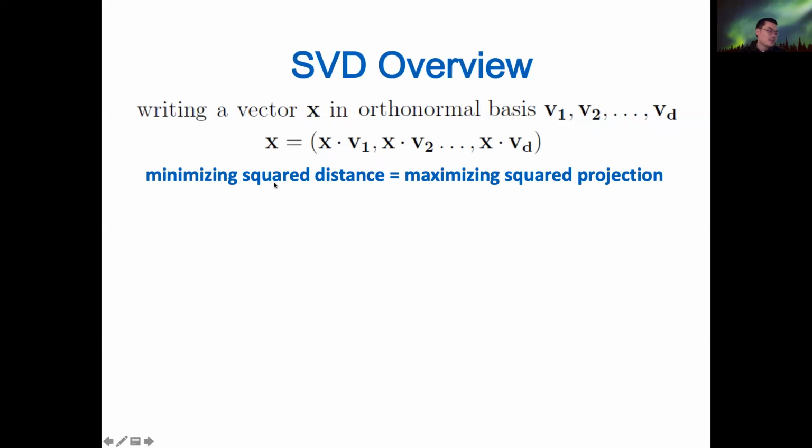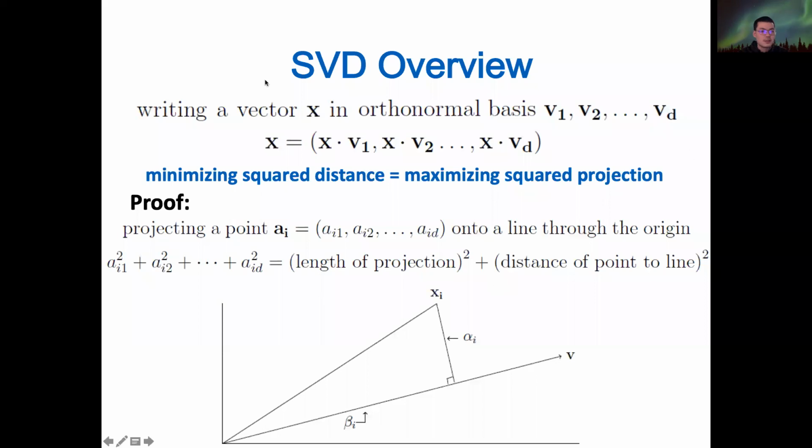Our goal, these two goals are equivalent. We want to minimize the squared distance from x to this d-dimensional space, because maybe x has more than d dimensions, but the other dimensions are introduced by noise. It's equivalent to maximizing the so-called squared projection. Let's take a look at the example. Let's say x_i is one particular row in your data table, and we have a particular basis direction v.